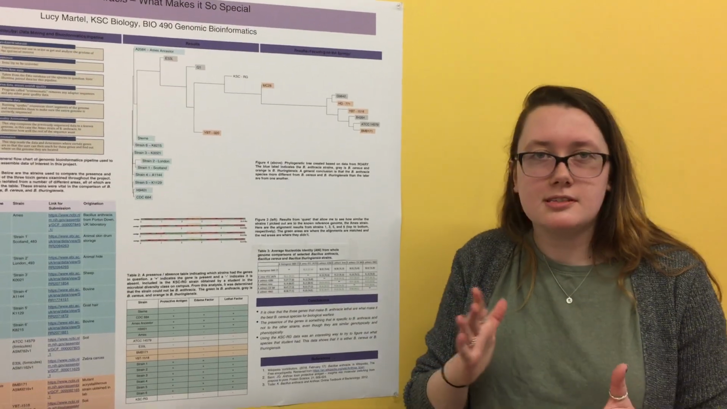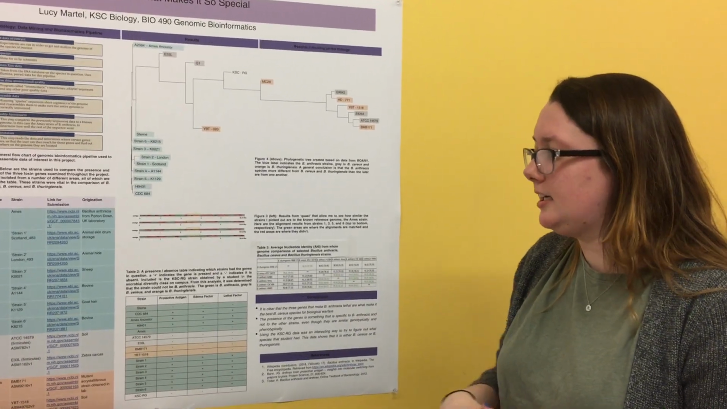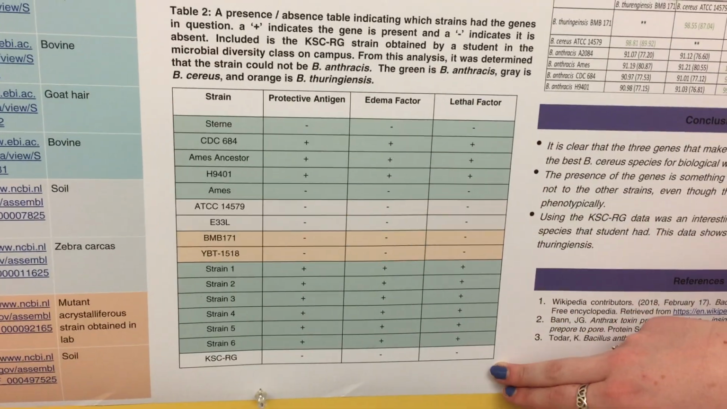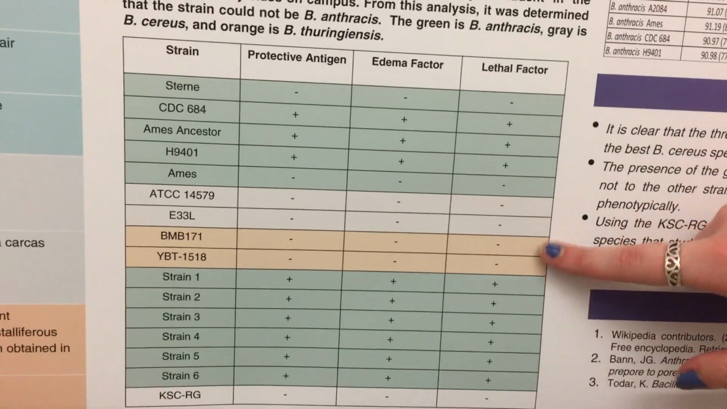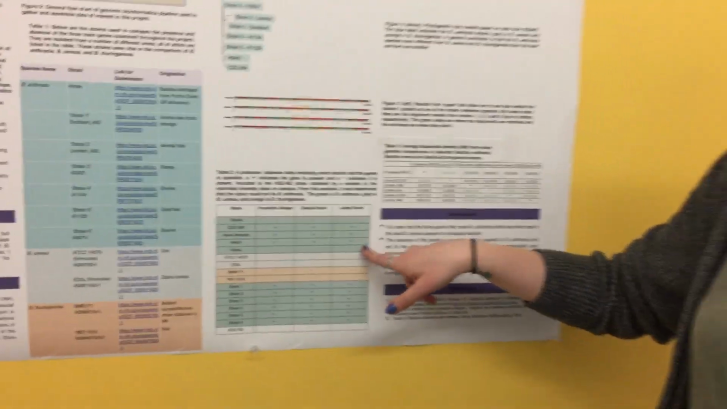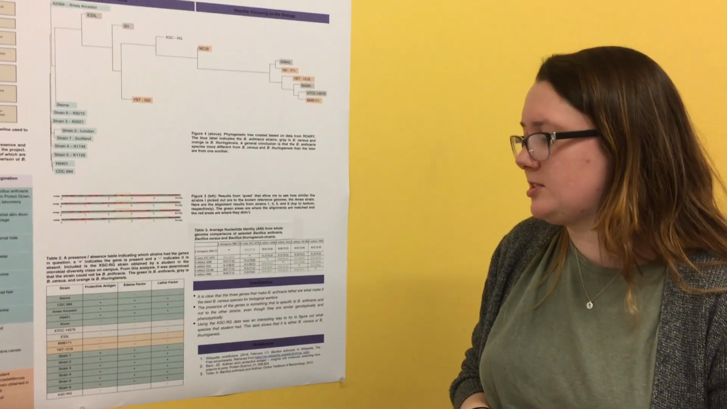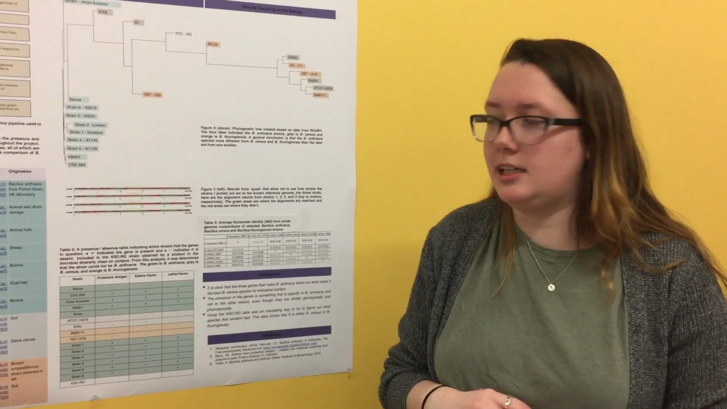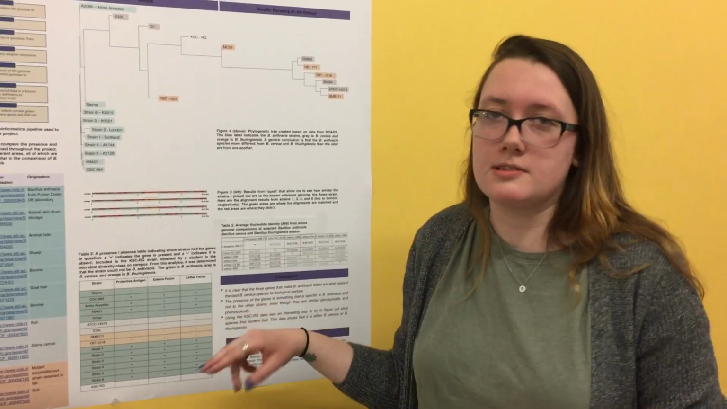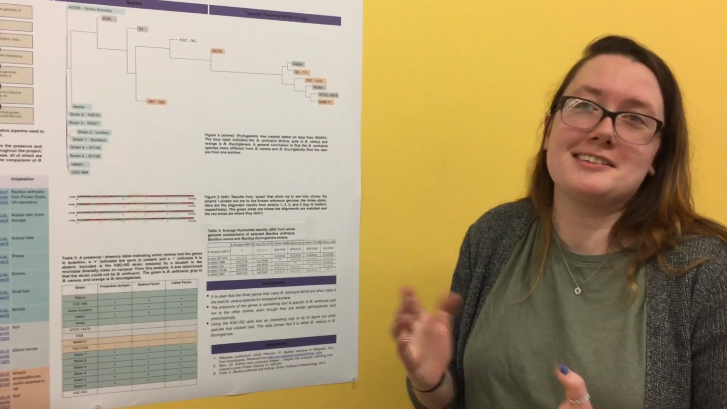Going back to the 3 genes that I was looking at, I decided to do a presence-absence table, and I looked for the 3 genes in all of the data that I had. I looked for them in the software, and a plus indicated if it was present, and a minus indicated if it wasn't. For the most part, unless it was a mutant strain of Bacillus anthracis, they were all present, which was interesting because none of them were present in thuringiensis or cereus. That's really interesting, I guess.